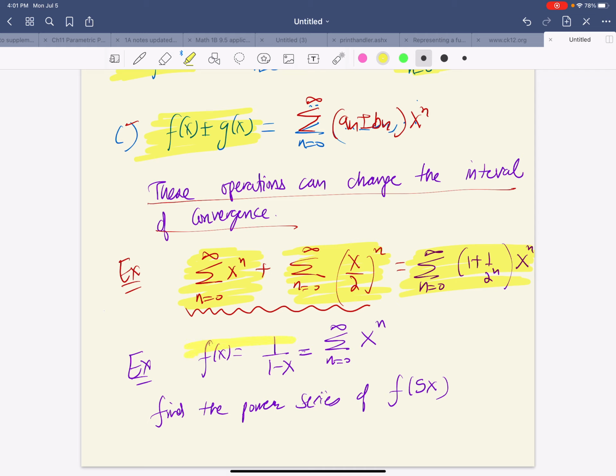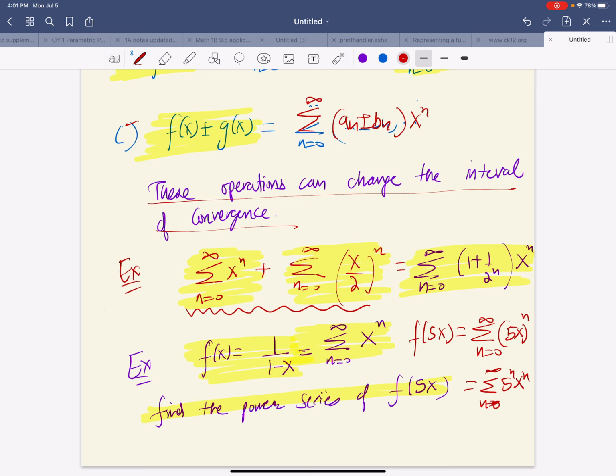We know f of x is equal to 1 over 1 minus x, which is summation n is equal to 0 to infinity of x to the power n. How do I find the power series for f of 5x? All we have to do is replace the x by 5x. That would be summation n is equal to 0 to infinity, 5 to the power n, x to the power n, and that's going to be the power series representation for f of 5x.